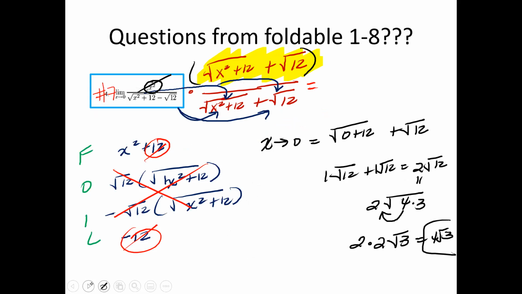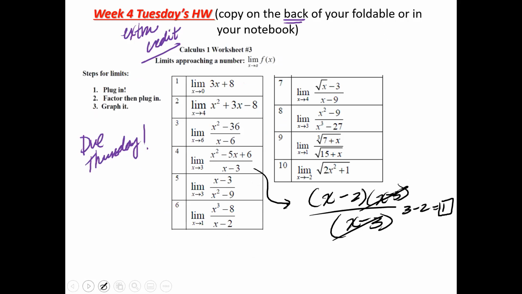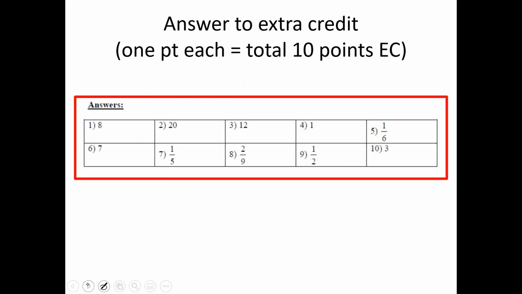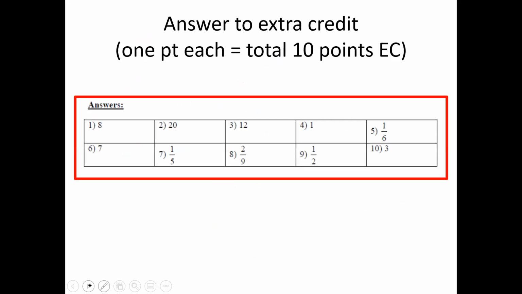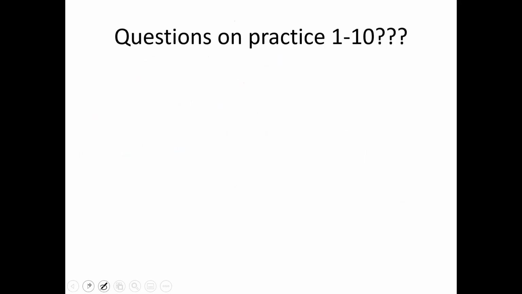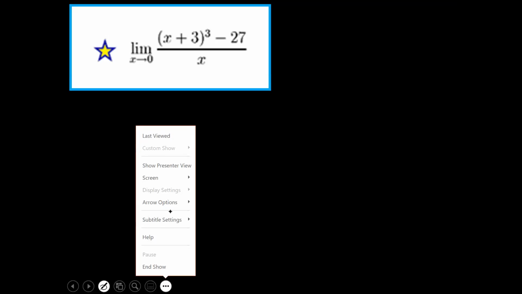Here is question number 7. And if you need some additional practice, I do have 10 more questions right here. And here are the answers to those 10 questions. All right, so let's go ahead and continue.